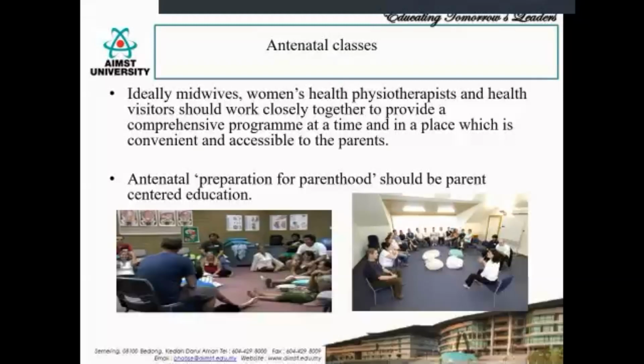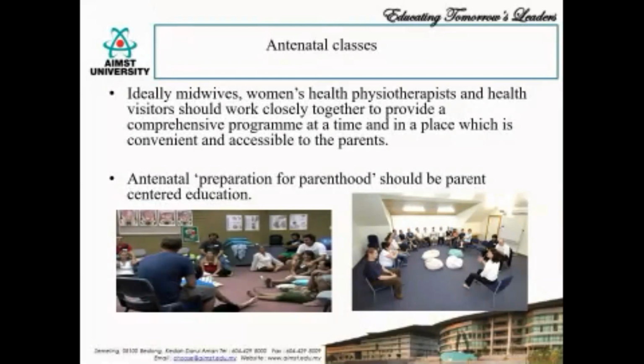So normally the antenatal class is done at 32 to 36 weeks. It will be done in a group. It will not be done individually, it will be done in a group.